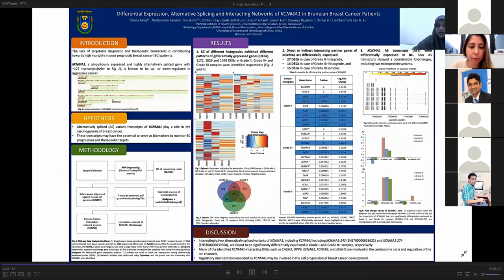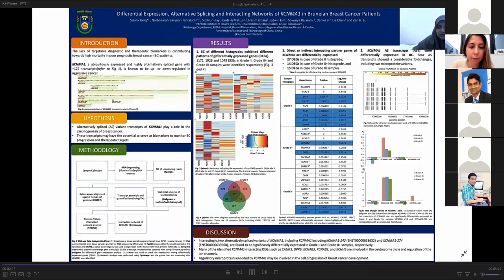Initially, we analyzed 12 breast cancer tissue samples. These samples are divided into different groups, which are control, grade 2, grade 2+, and grade 3, based on different histological grades. Our preliminary analysis has identified 1,172 DEGs in grade 2 samples, 1,029 in grade 2+, and 1,048 in grade 3.